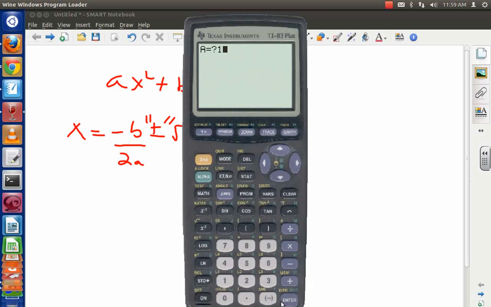So 1, 2, and 2. You see what it did? Negative 1 plus 1i.